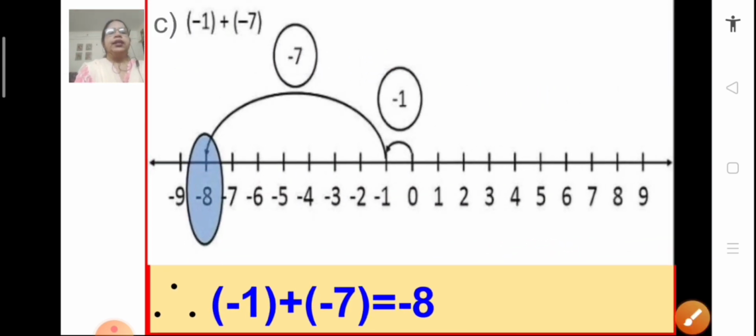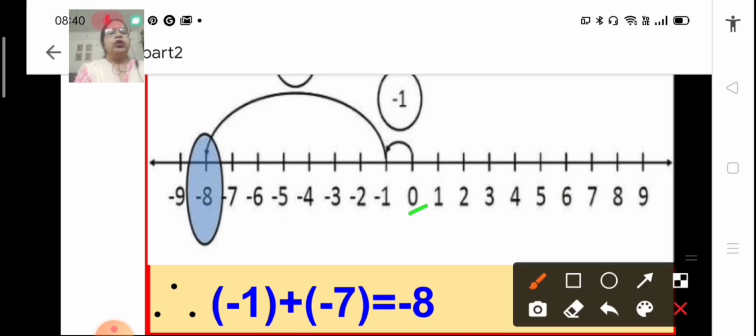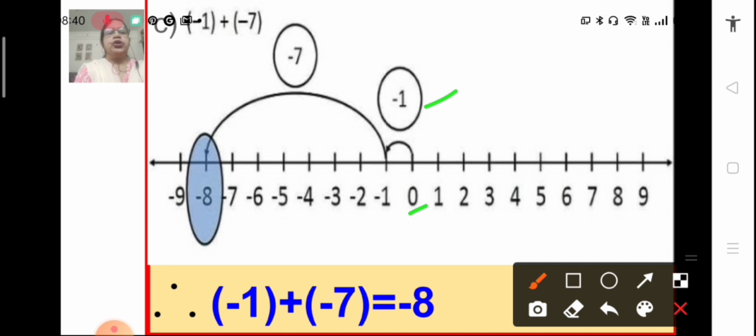Next, negative 1 plus negative 7. So, for negative 1 from 0 we move 1 step towards the left. This is negative 1, and from negative 1 again we move 7 steps to the left since it is negative 7, and where do we reach? Negative 8. So, negative 1 plus negative 7 is negative 8. We have learned this: when we add two negative integers, we simply add them, and the answer will take the negative sign.